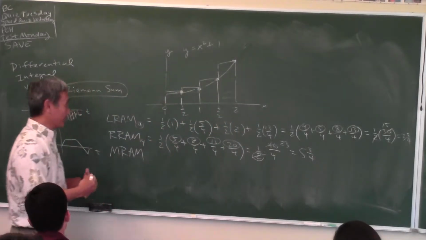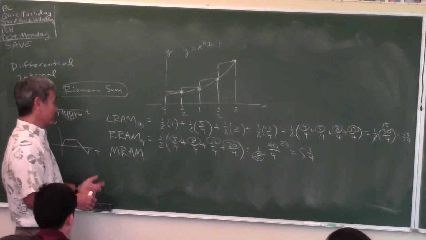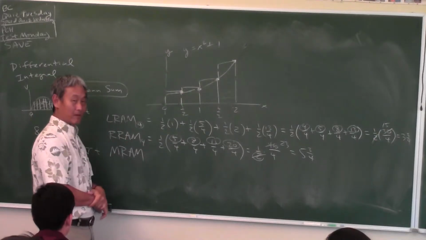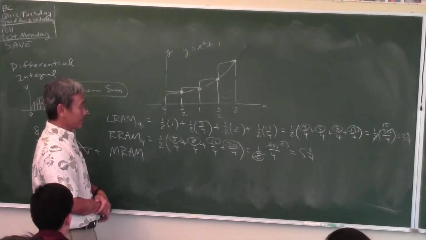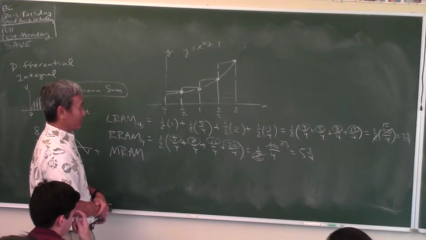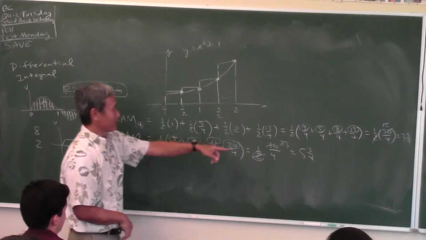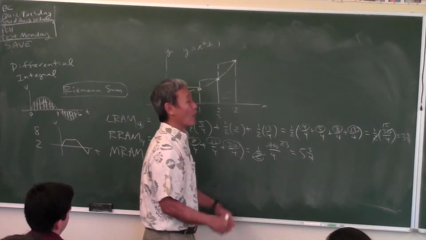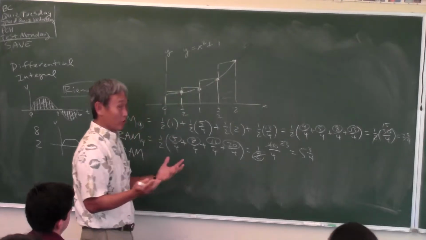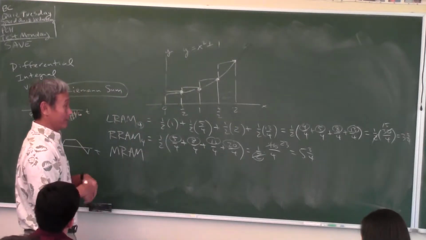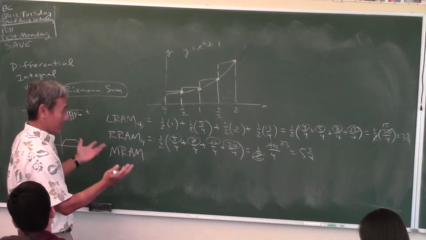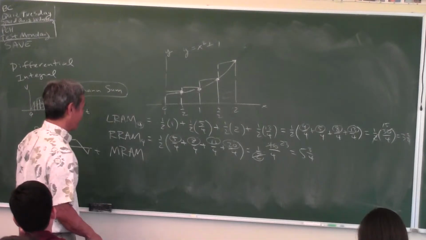So you know what some people do to get a good approximation? They take the average of LRAM and RRAM. So what is the average of LRAM and RRAM? What's the average of 3 3/4 and 5 3/4? Come on. 4 3/4. In fact, 2 of your homework problems tonight is going to say, take the average of LRAM and RRAM. That's what you're going to do. So you got to do both and take the average.